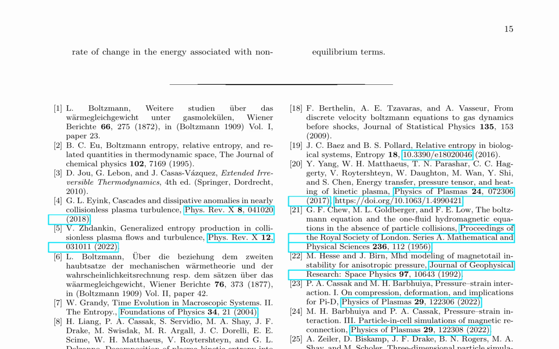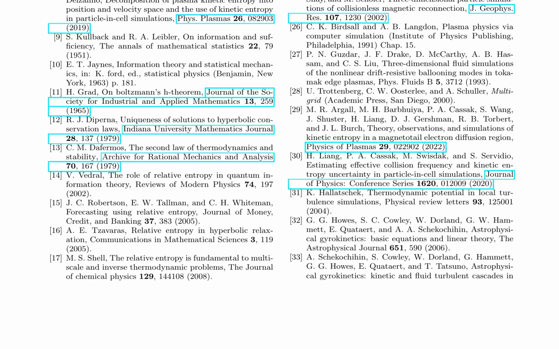The paper also discusses the Boltzmann equation and its connection to gas dynamics before shocks, as well as the importance of estimating effective collision frequency and kinetic entropy uncertainty in particle-in-cell simulations. It highlights the significance of multigrid methods for solving partial differential equations numerically, which is crucial for understanding complex plasma phenomena. Moreover, the authors touch upon the concept of thermodynamic potential in local turbulence simulations, which can be used to understand the energy transfer and dissipation mechanisms in plasmas.